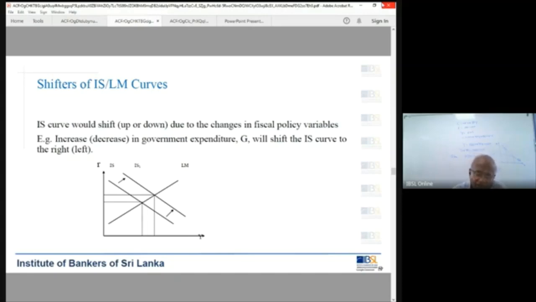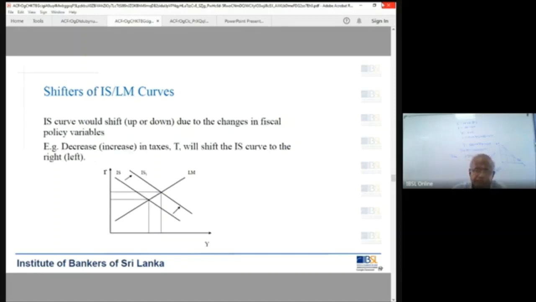So when the government increases expenditure, the IS curve shifts to the right, shifts up. If the government decreases expenditure, the IS curve shifts down. Accordingly, the equilibrium interest rate and income change. The LM curve. The IS curve would shift up or down due to a change in fiscal policy.